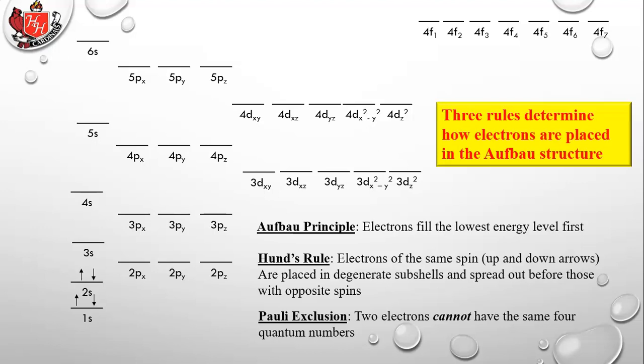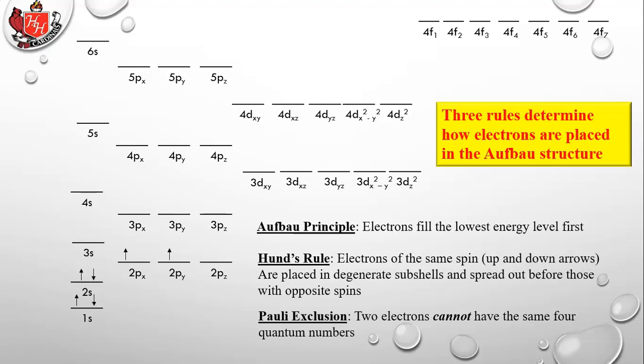Now we're going to go up to the 2p orbital. And we put the first one as an up arrow there. Now the question is, is the second electron going to be a down arrow in the 2px or an up arrow in the 2py? The answer is it's going to be an up arrow in the 2py. That's Hund's rule. It says you want to space out those electrons first before you start putting them together.